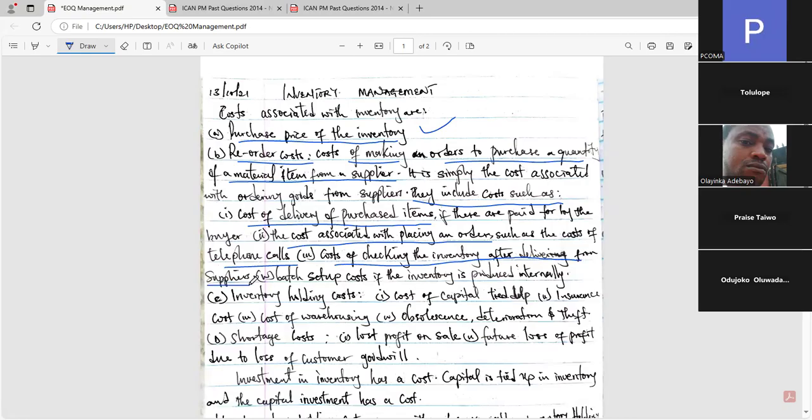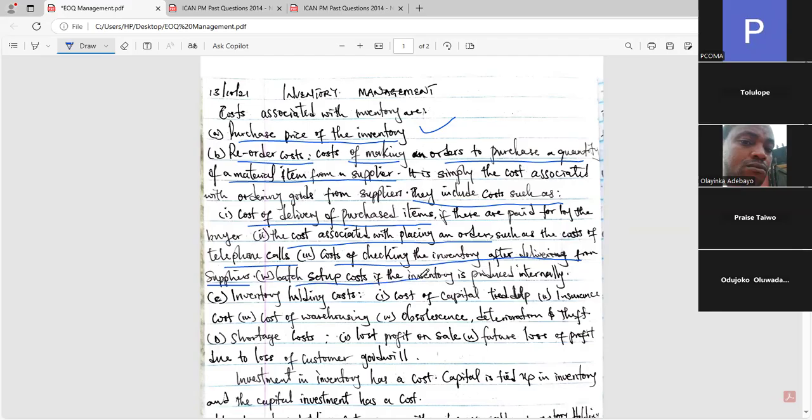The cost of checking the inventory after delivery from the supplier is also an inventory cost. As your supplier delivers, you have to get some people to cross-check everything that came in with the inventory receipt notes. You have to get people that will do that, and you pay them. All these things are costs to the organization. So don't think that when you just buy inventory, that's the only cost that is incurred.